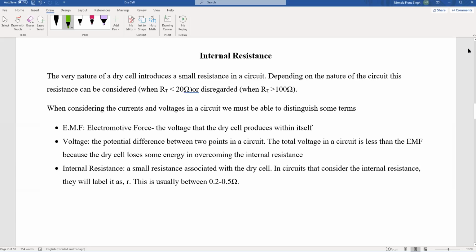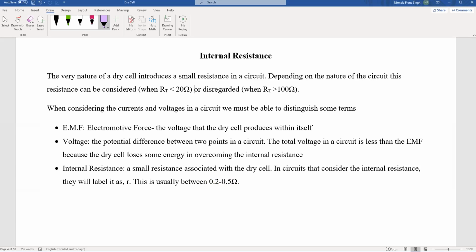Depending on the nature of the circuit, this resistance can be considered. Now, when we have a circuit where our total resistance is less than 20 ohms, that little internal resistance is going to make a difference. Just to skip ahead, internal resistance is usually between 0.2 to 0.5 ohms. So when you're working with less than 20 ohms, that 0.5 is going to make a difference. Think about it. If you have $20 to spend and you're missing 50 cents, that can make a little difference down your road. If you have like $10 to spend and you're missing 50 cents, yeah, that will make a difference. It's considerable in your scheme of things.